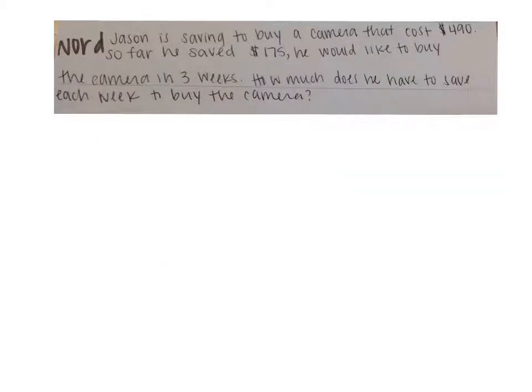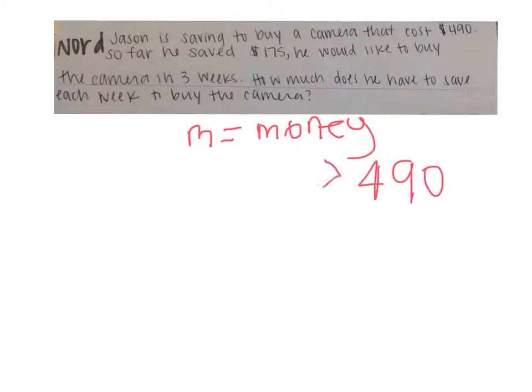The next thing we're going to do is a word problem. Jason is saving up to buy a camera that costs $490. So far, he's saved $175, and he would like to buy the camera in 3 weeks. How much does he have to save each week to buy the camera? So our variable would be m equals money. So he wants to save up at least $490.